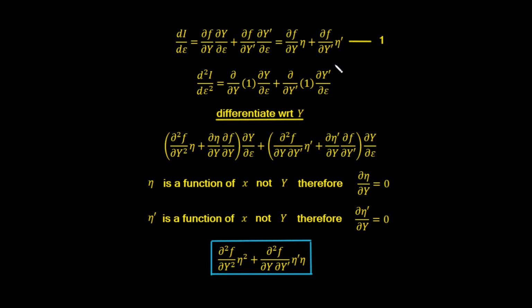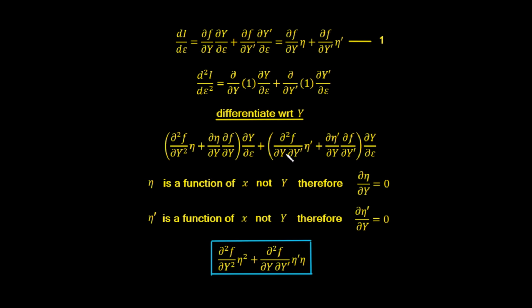And then we differentiate the eta derivative with our partial y, so we get our partial eta derivative by partial y, and we multiply it with what's left over, which is our partial f by partial y derivative. And finally it all gets multiplied by partial y by partial epsilon. So we're left with this form here.